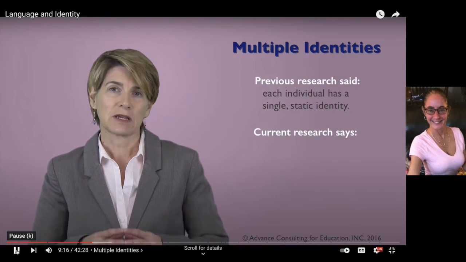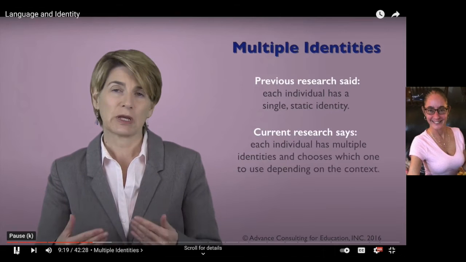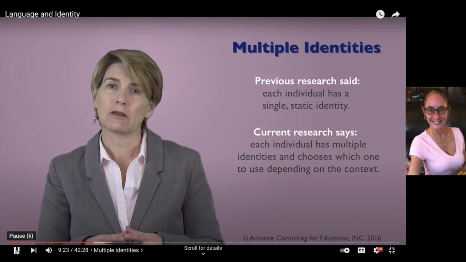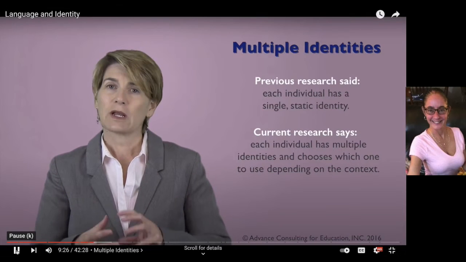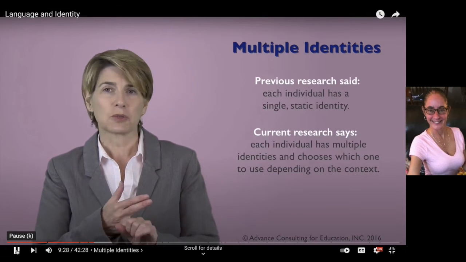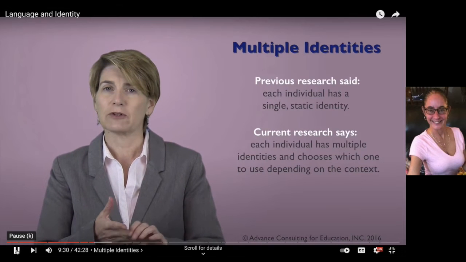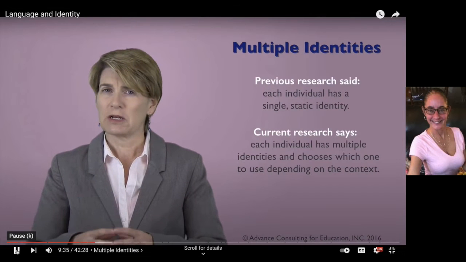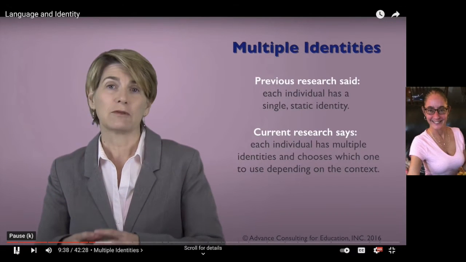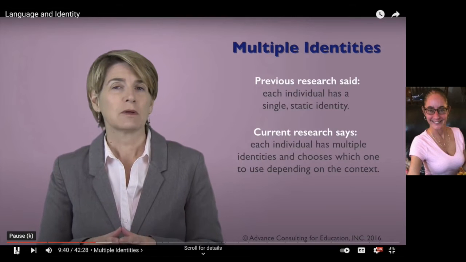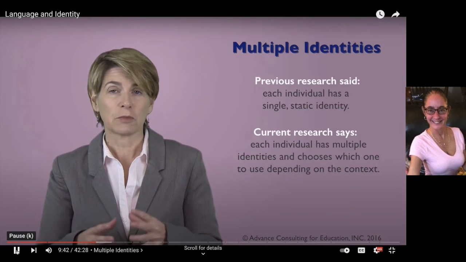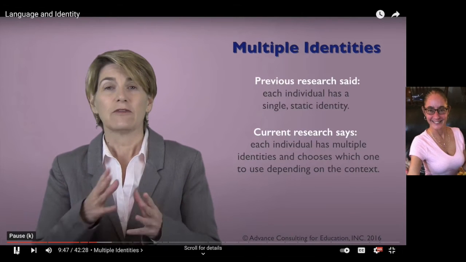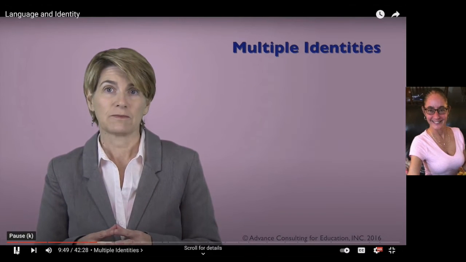So we don't have a single identity. We actually have multiple identities. And we pull out whichever identity we want to use depending on the context we're in. So we can have identities based on gender, social class, education level, personal interests, our occupation, and so on. And depending on the context we're in, we'll pull out those identities. And we can also have different cultural identities as part of our multiple identities. And once again, we can pull out whichever cultural identity fits a specific situation.